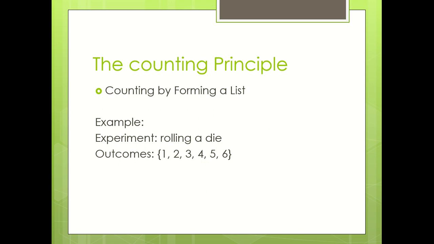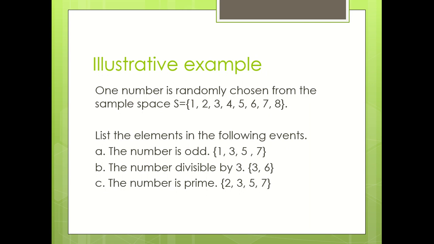So for instance, your experiment is to roll a die. So what is a die? A die is a cubic figure with six faces, and those faces are actually represented by the number of dots. If you transform those numbers into numerals, then we will obtain 1, 2, 3, 4, 5, and 6. That represents the number of dots that can be seen on the six faces of a die. So let's have this first example.